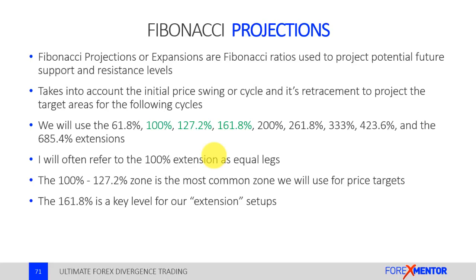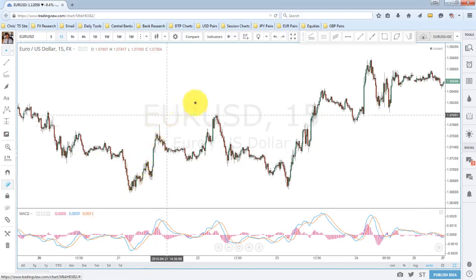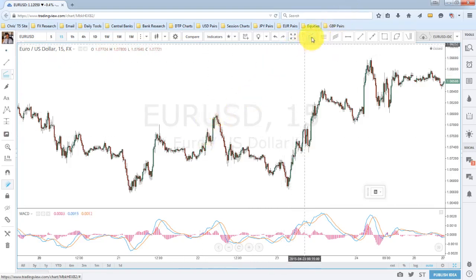Let's just go ahead and pull up a price chart and have a look here. Okay, so here's a 15-minute chart of the euro. And here we can see we have price rally, pull back, and then rally again. Now, for our projection tool, we're going to go ahead and use this right here. On this platform it's called the trend-based fib extensions, but these are actually projections or expansions. You'll hear them called expansions on a lot of platforms.